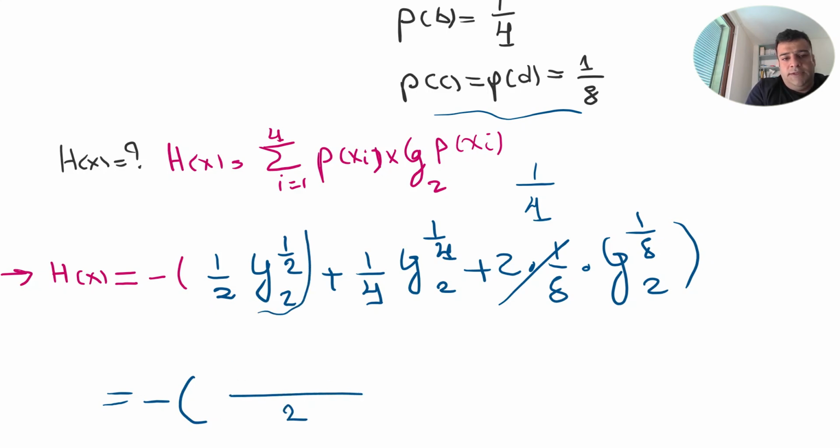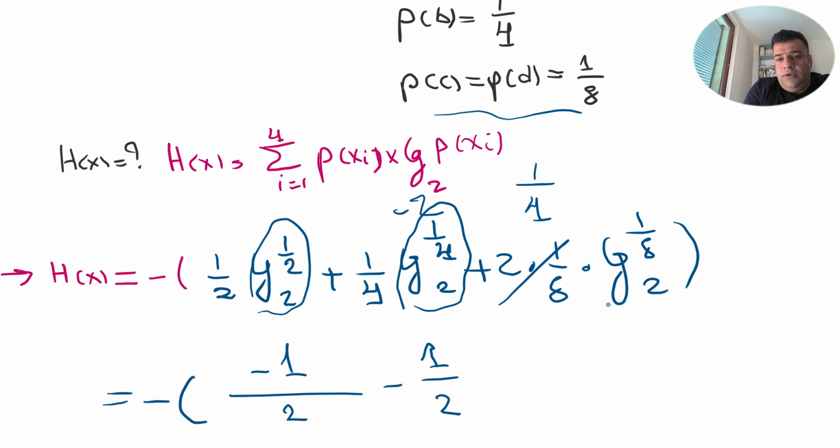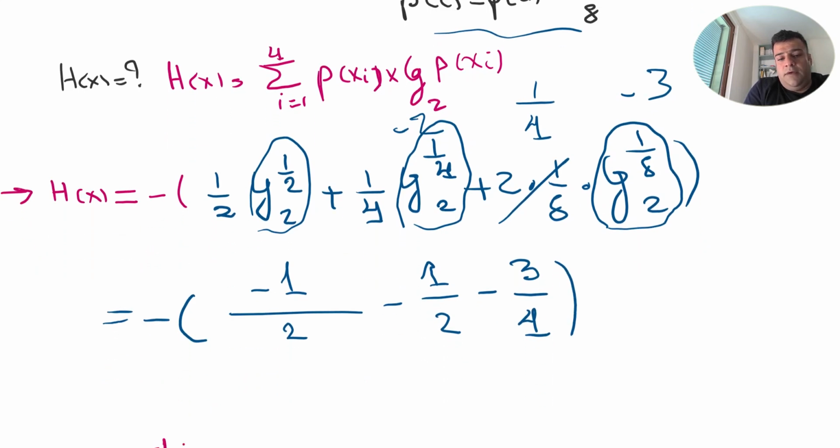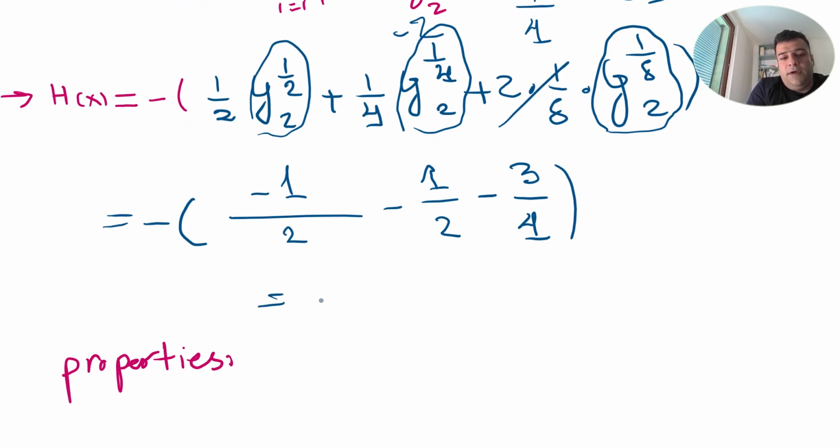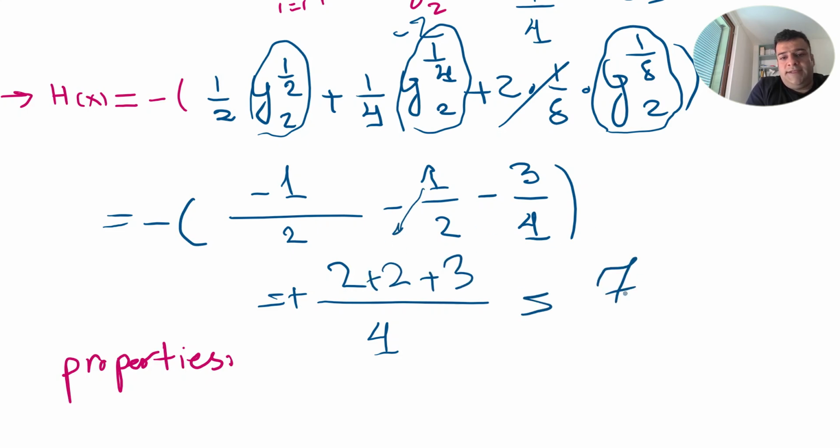Therefore, if we calculate this, it is minus, and log 1/2 in base 2, you know that is minus 1, so 1/2. Then log 1/4 in base 2 is minus 2, so 2 times 1/4, which is 1/2. And log 1/8 in base 2 is minus 3, so we get 3/4. Taking the same denominator, the minuses become positive: this part is 2/4, this part is 2/4, and this part is 3/4. The total answer is 7/4, guys.